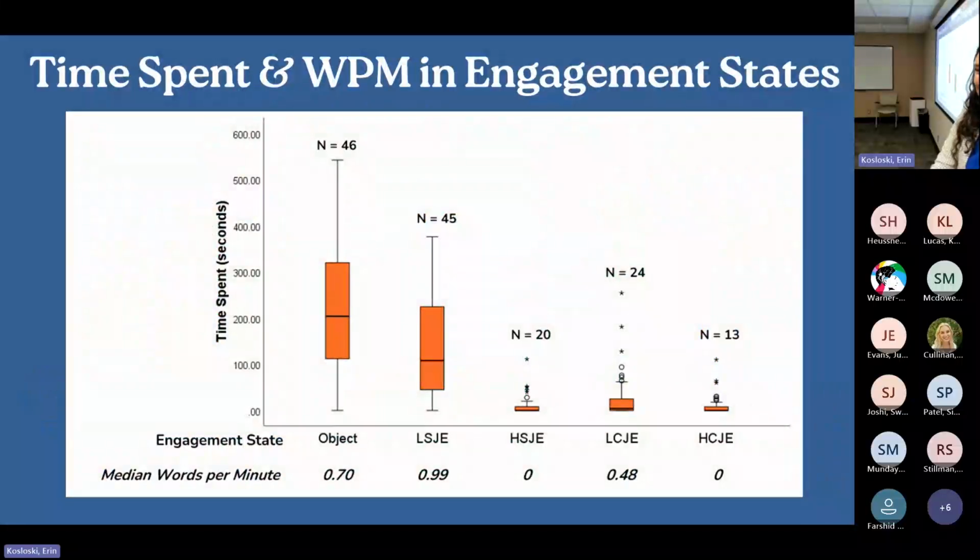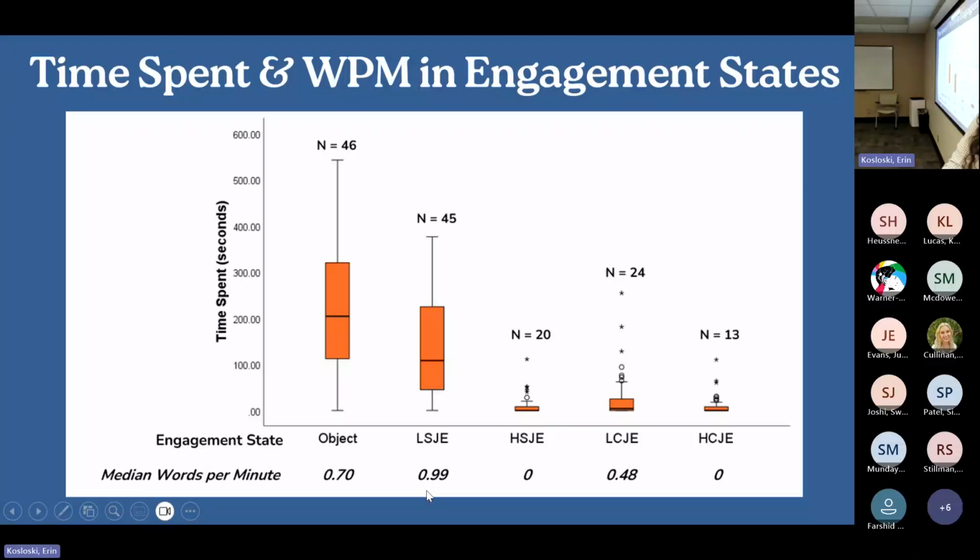Okay, to the results. So here we have box plots of the time spent and words per minute in each engagement state. And just, I know everyone's seen a box plot, but it might have been a while, so let's just break this down a little bit. So on the y-axis, we have the time spent in seconds. Remember, they were all 10-minute interactions, so a maximum of 600 seconds total. On the x-axis, we have the engagement states, those 5 that were highlighted in the orange boxes that we talked about. And then we have the median words per minute in that engagement state.